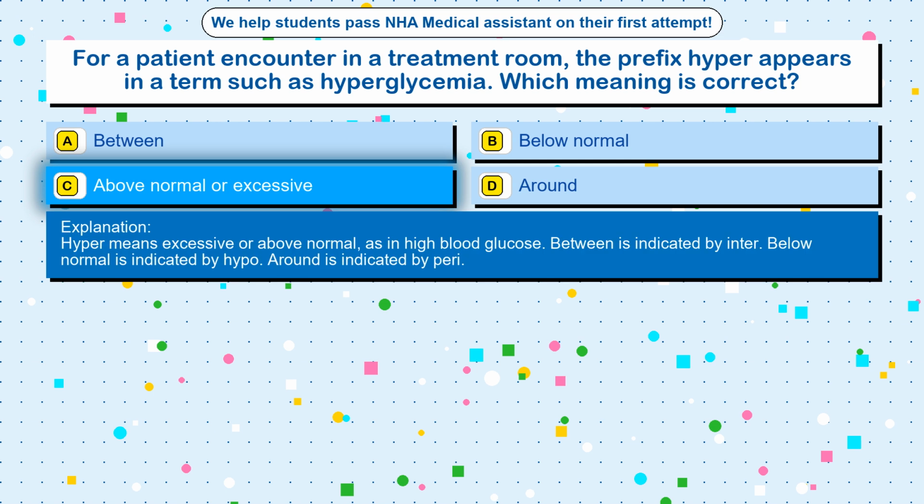Hyper means excessive or above normal, as in high blood glucose. Between is indicated by inter. Below normal is indicated by hypo. Around is indicated by peri.